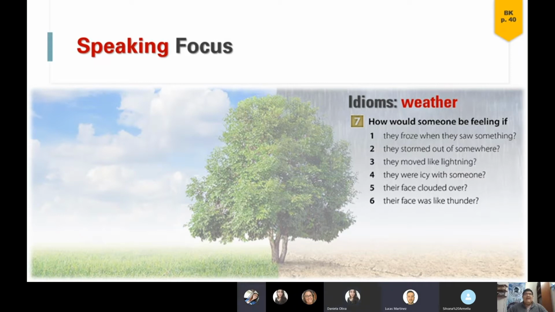Angry. Yes, when you're angry. But there's a meaning that is more appropriate. Yes, that is to look extremely angry. That is what the dictionary says. To look extremely angry. Okay, to have a serious face.